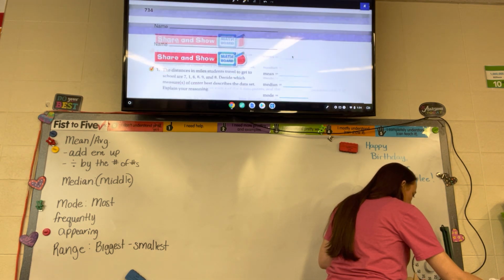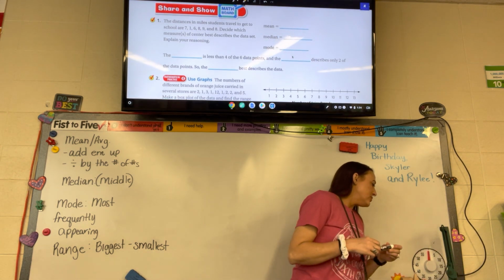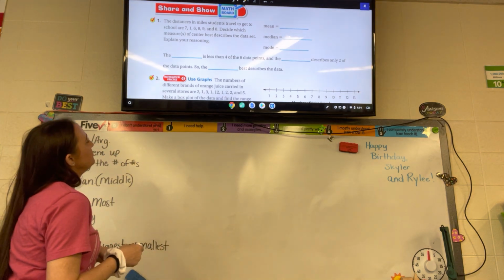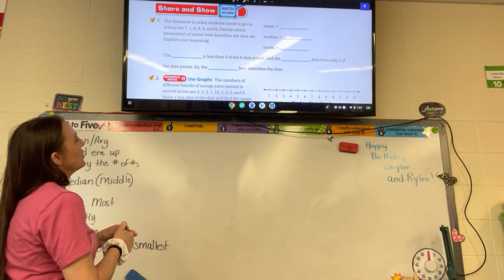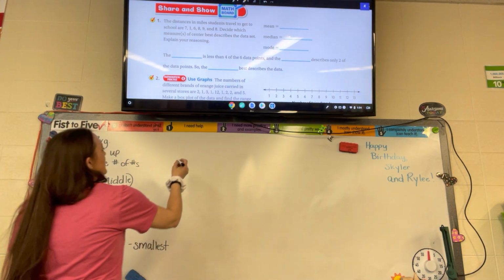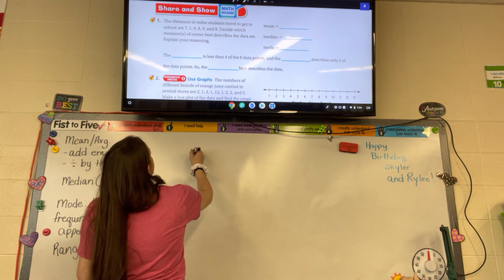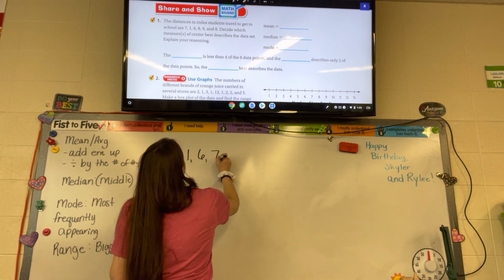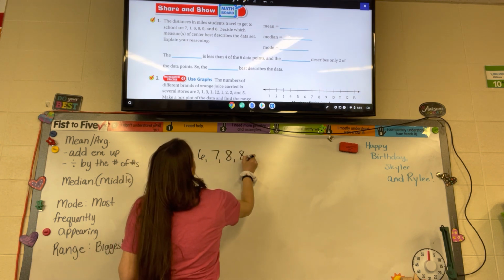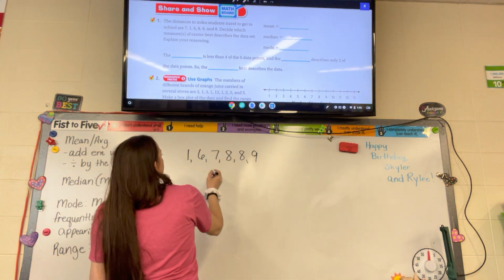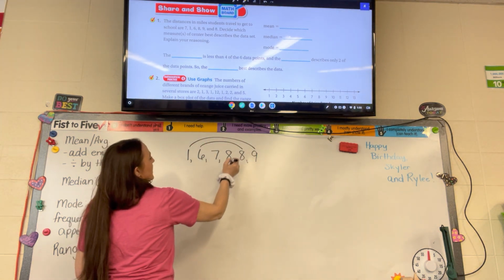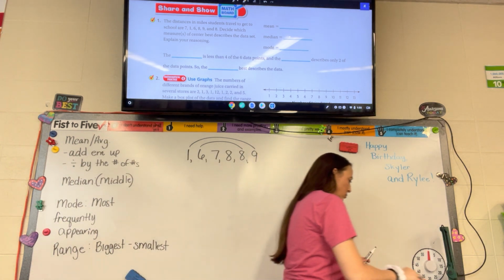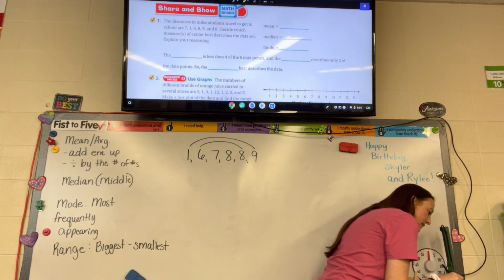The distances in miles students travel to get to school are 7, 1, 6, 8, 9, and 8. Decide which measure of center best describes the data and explain your reasoning. So we have, what is my least? 1, and then 7, 2, 8. All right. So we have 1 with 9, 6 with 8. What would be our median? 7.5. So the median is 7.5.